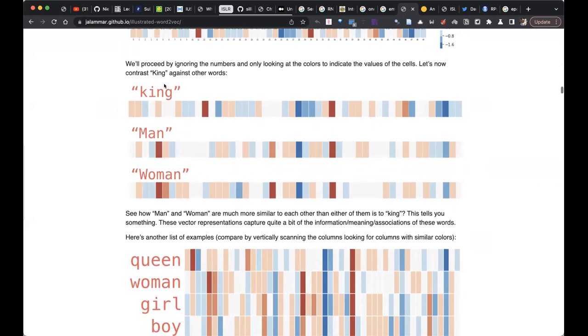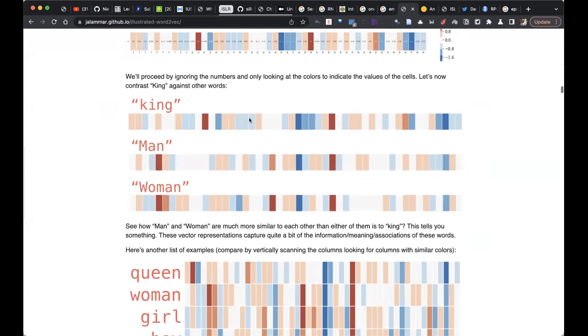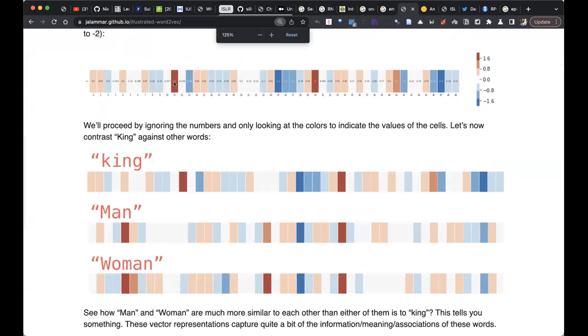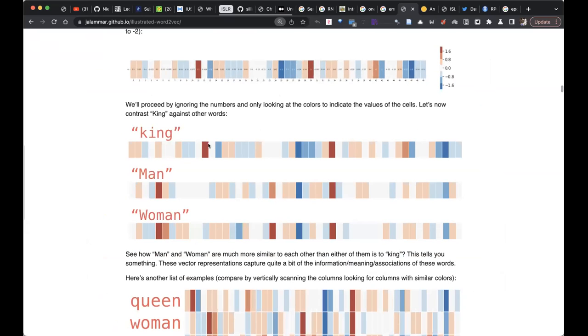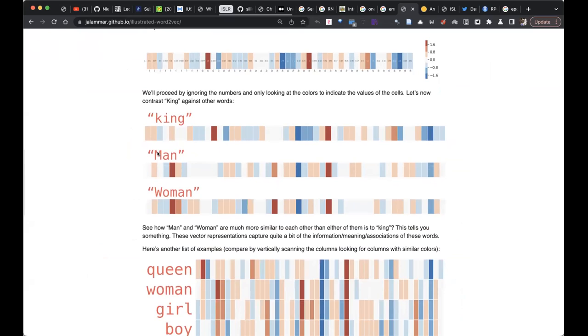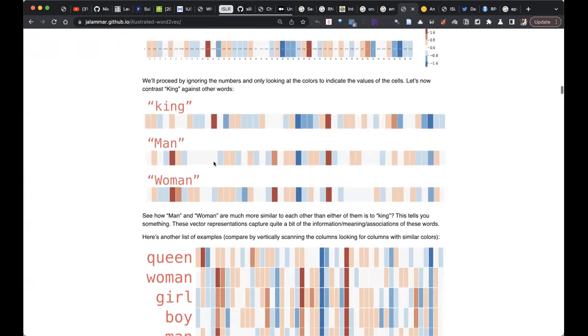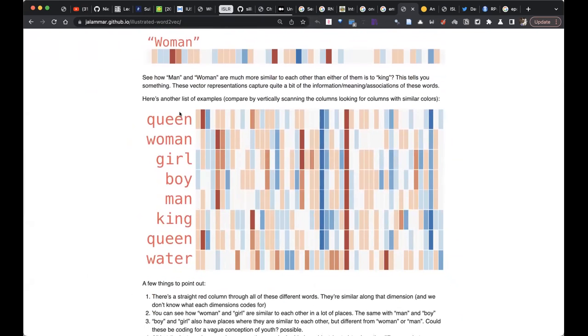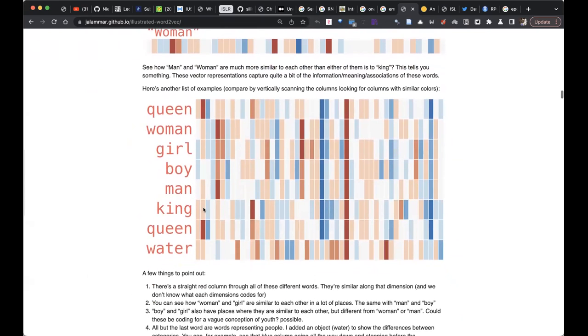If you look at this, it is the embedding of king, man, and woman, right? If you look at them, they look the same. All the values here are now represented with some colors so that we can understand this. You can see the embedding of king looks similar to the man, and this is the woman. So putting all the embeddings here, you can see that.